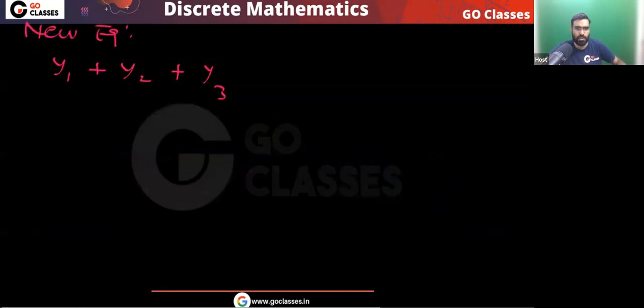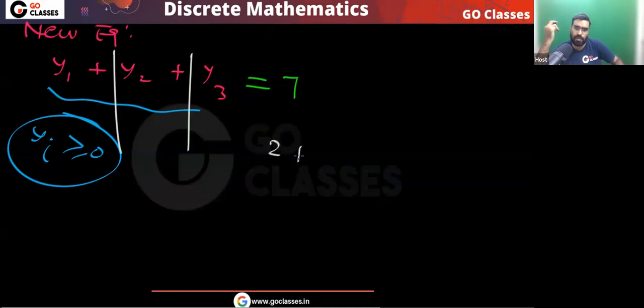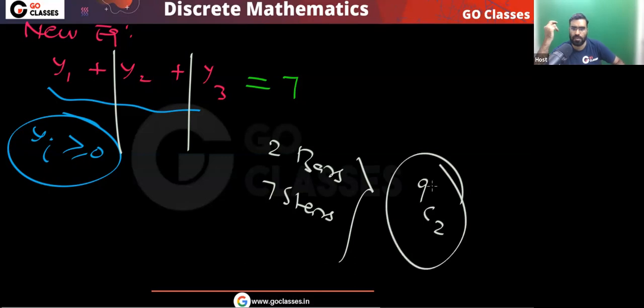Now in the new equation everything is greater than or equal to 0. And how many chocolates are remaining? 4 chocolates are already gone, so 7 chocolates remaining. Very simple. Total how many bars? Total 2 bars, 7 stars. Your answer will be 9C2.